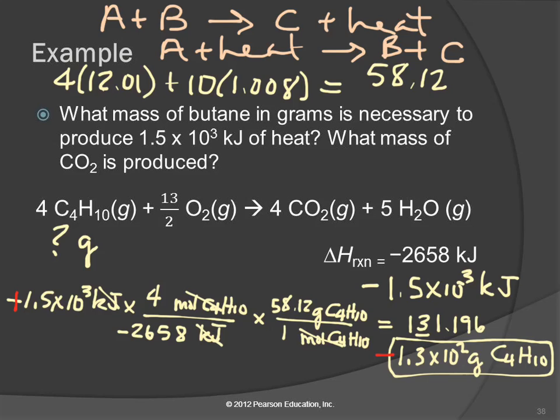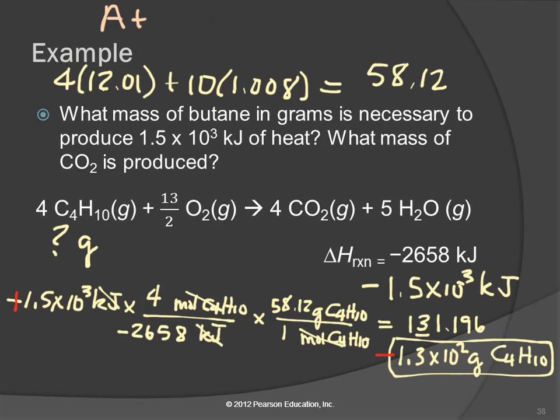Question? Is the final answer one negative one? No, it's positive. The red is if you did it incorrectly, if you didn't take into account the negatives. But the negatives are gone. So the correct answer is 1.3 times 10 to the 2 for the mass of butane.